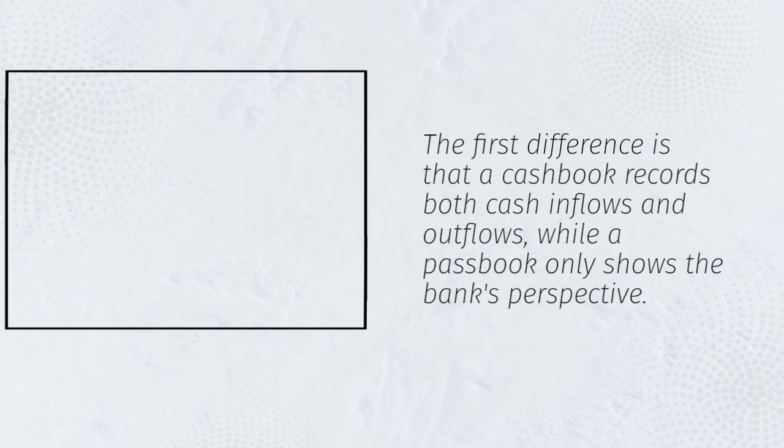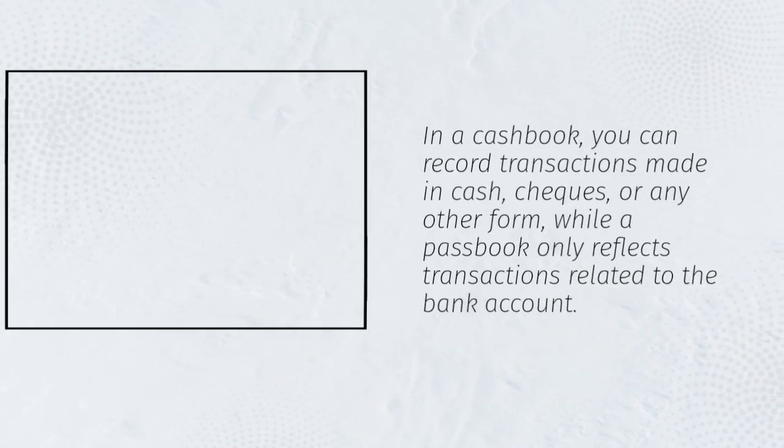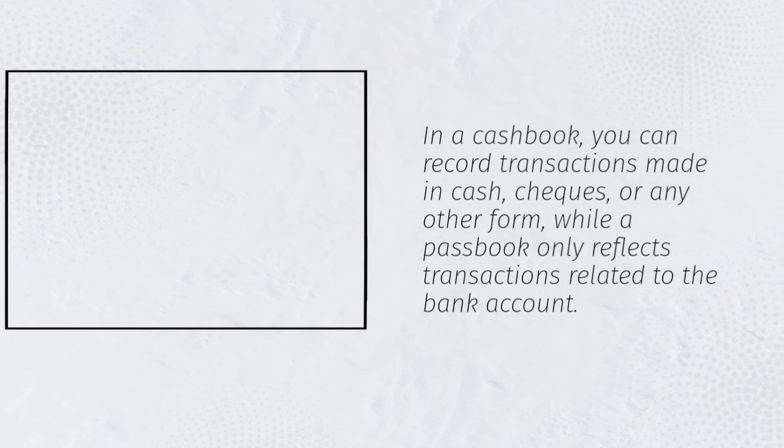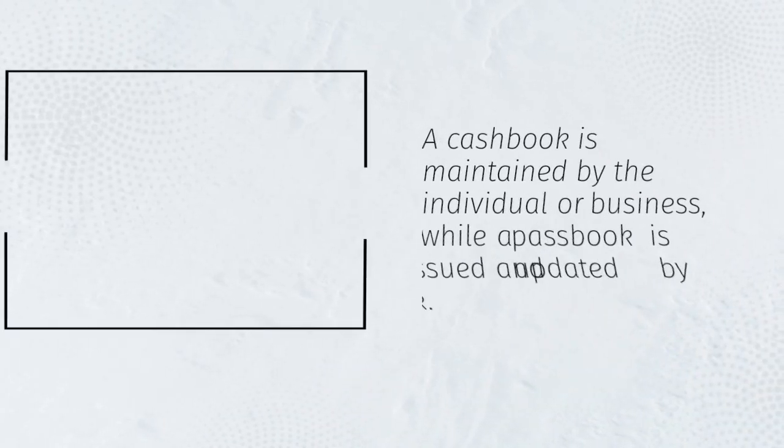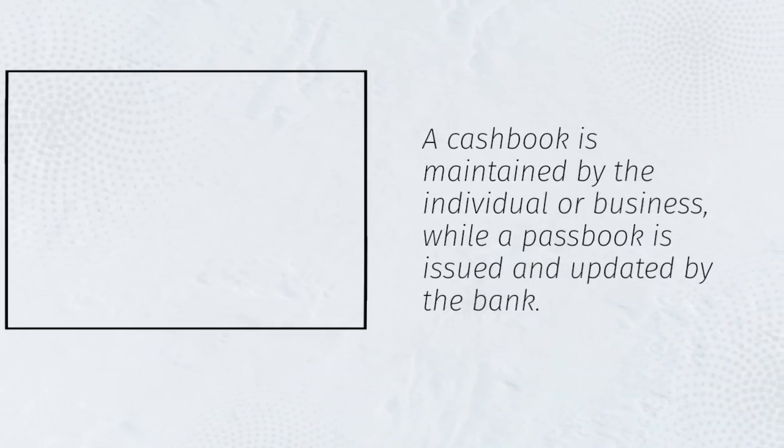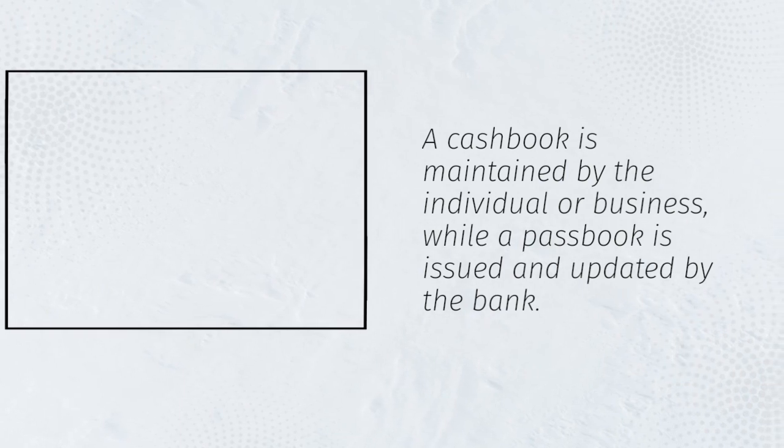The first difference is that a Cashbook records both cash inflows and outflows, while a Passbook only shows the bank's perspective. In a Cashbook, you can record transactions made in cash, checks, or any other form, while a Passbook only reflects transactions related to the bank account.